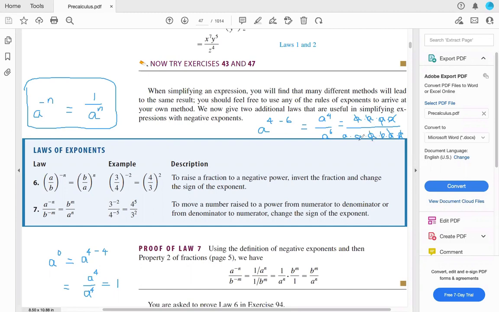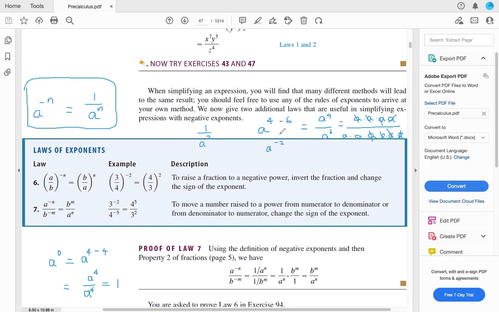So how many a's do we have left in the numerator? None, so I just write 1, right? How many a's in the denominator? We have 2 a's in the denominator. So this is a to the 2. So what about this one? This one I know is a raised to the negative 2.